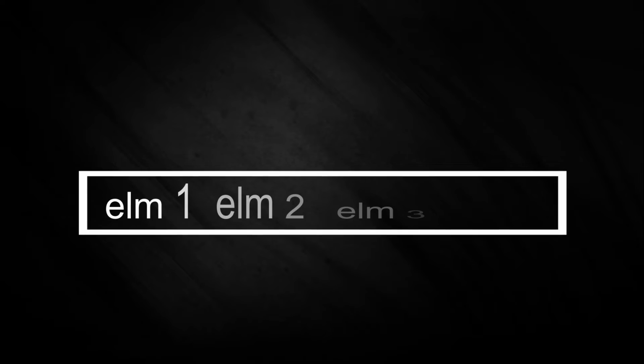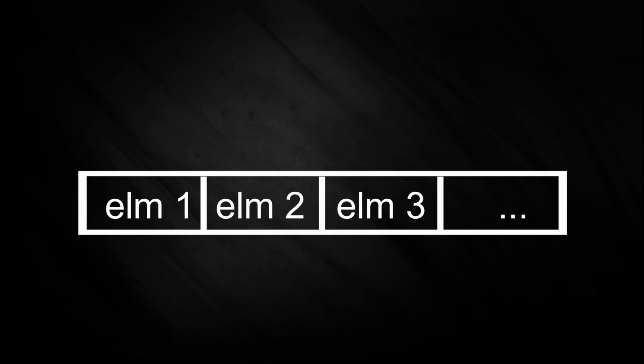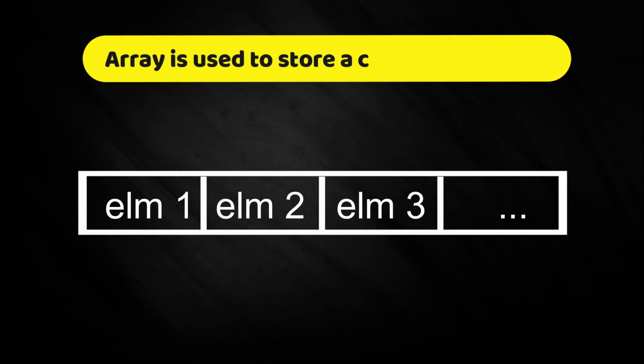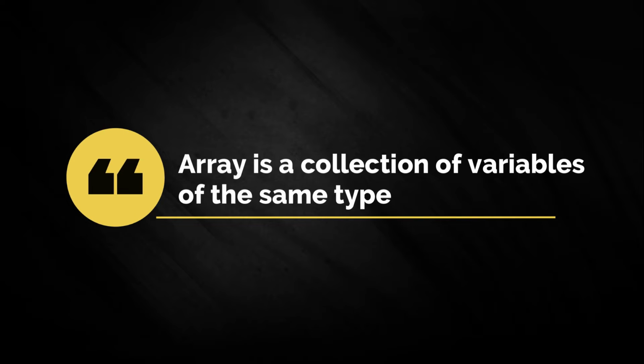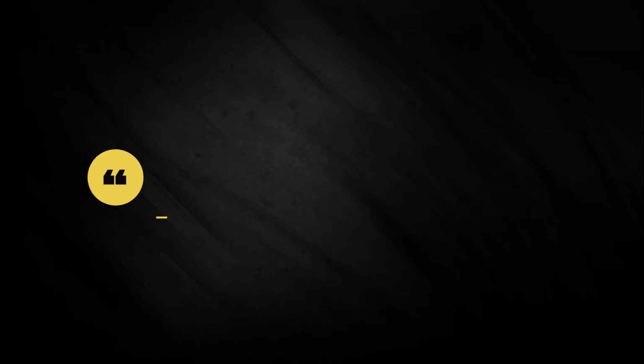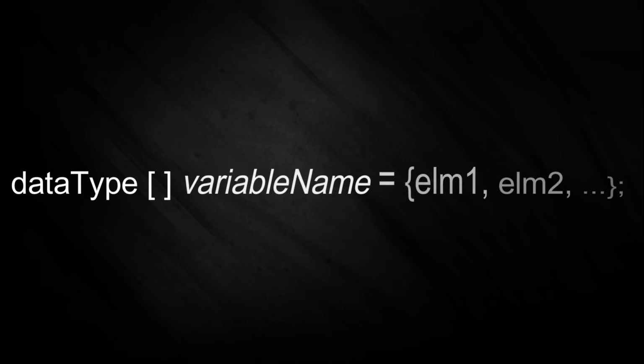So, an array stores a fixed-size sequential collection of elements of the same type. An array is used to store a collection of data, but it is often more useful to think of an array as a collection of variables of the same type stored at contiguous memory locations. Instead of declaring separate variables for each value, arrays are used to store multiple values in a single variable.